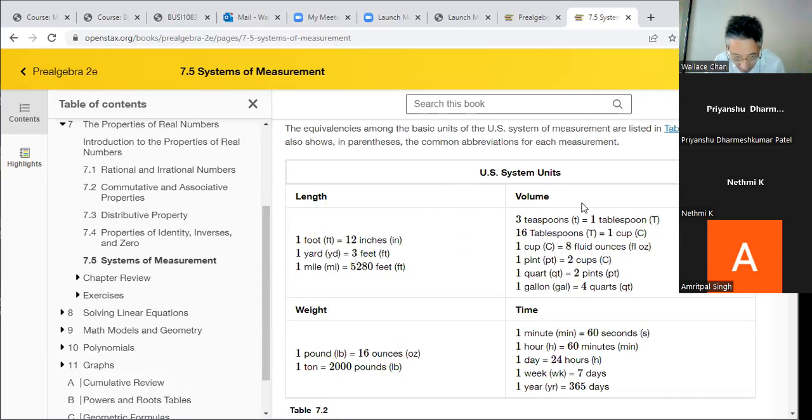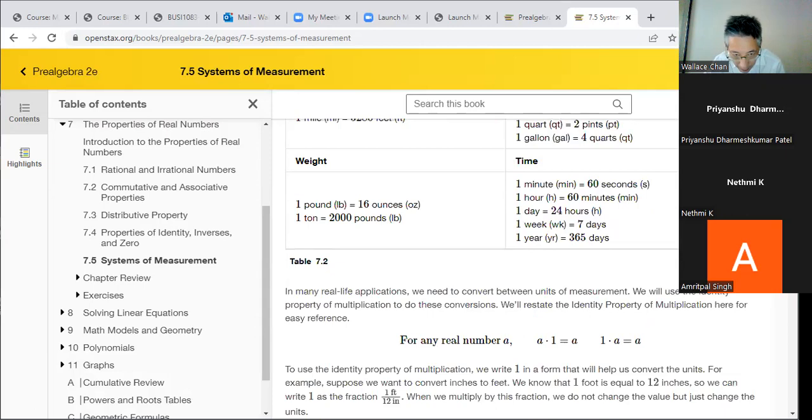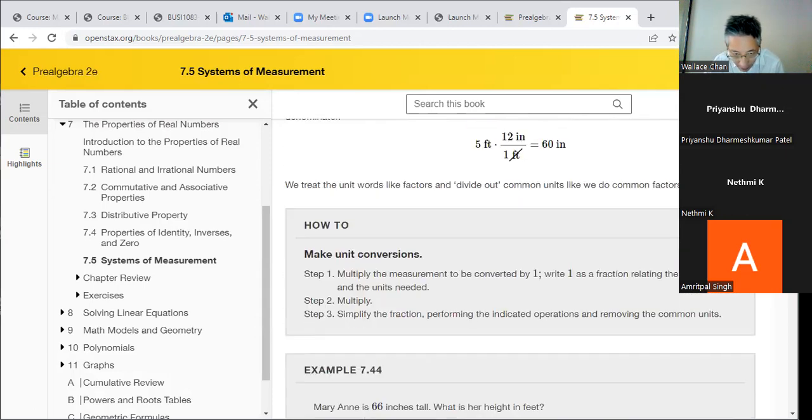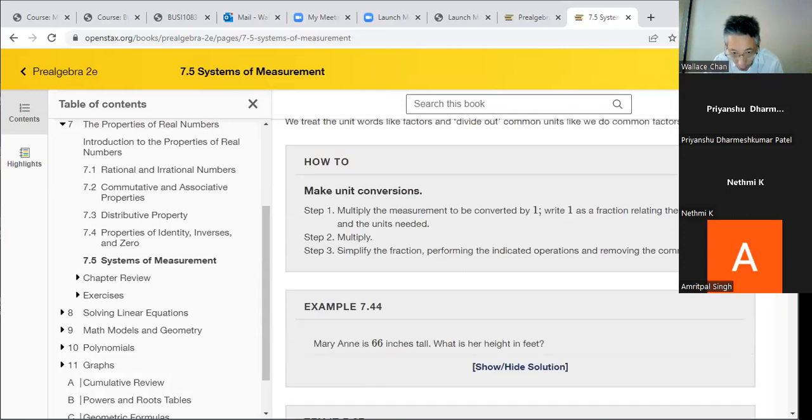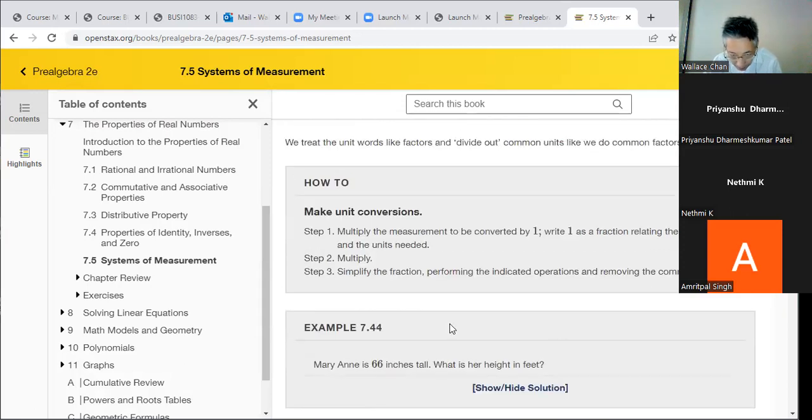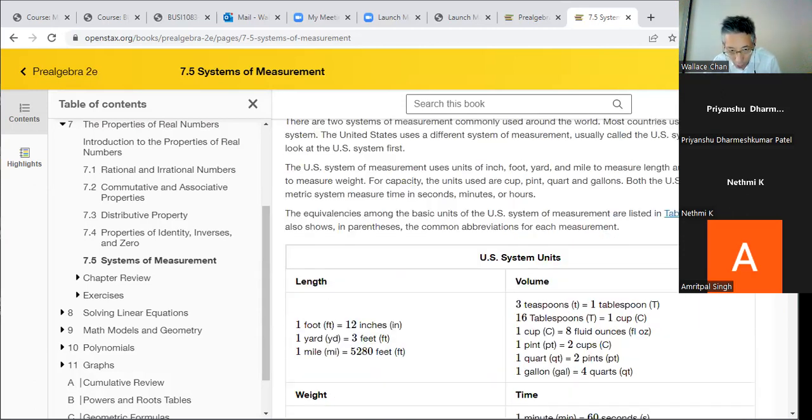And here's a table that shows how the system of units is used in the United States. Now this particular section is just to teach you how to convert from one unit to another. For example, Mary Ann is 66 inches tall. What is her height in feet? In order to answer this question, first you need to know the relationship between feet and inches. 1 foot is 12 inches.